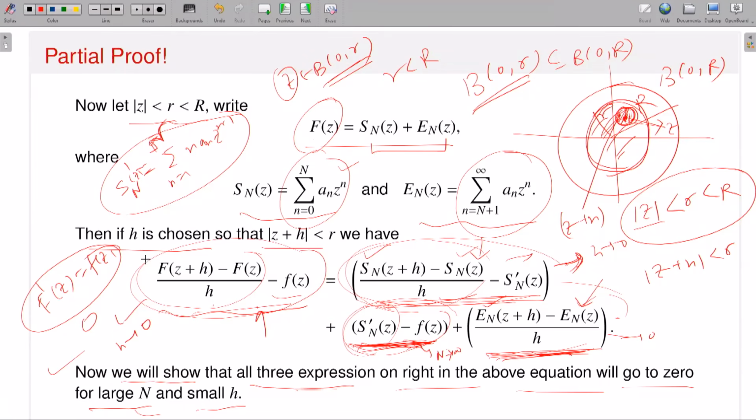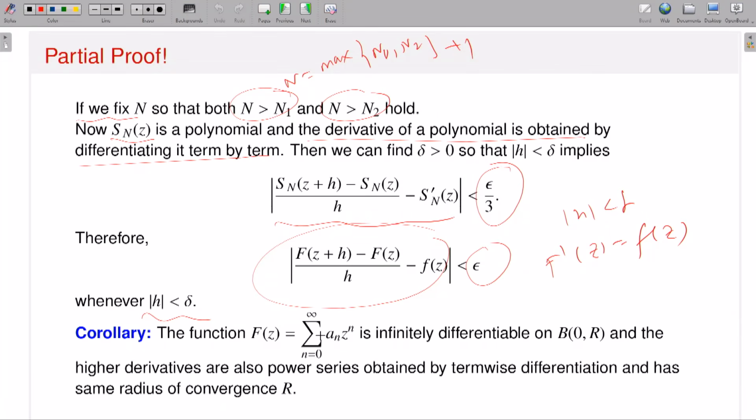So therefore if I estimate each of the 3, then I can say that this absolute value is dominated by less than epsilon whenever mod h is less than delta, and that, by the definition of the derivative, shows capital F is differentiable and the derivative is small f.